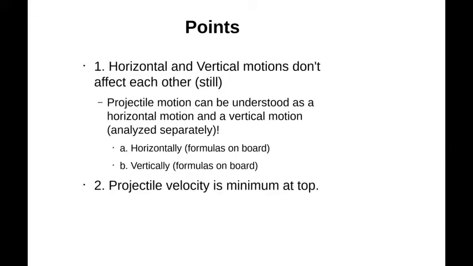Some other points, again, horizontal and vertical motions don't affect each other. X and y are independent of each other. Projectile motion can be understood as a horizontal motion and a vertical motion analyzed separately, or two vectors added together to create a resultant. We'll look at the formulas here in a second. One thing I do want to point out is projectile velocity is minimum at the top. Remember, if you throw something up in the air, even our parabola, velocity in the y direction is going to be 0 at the top.